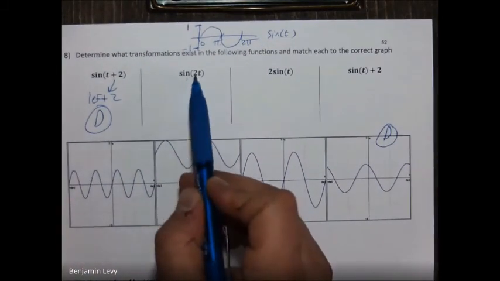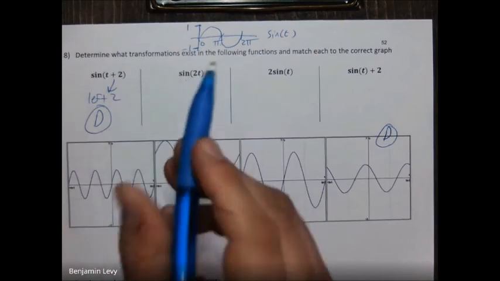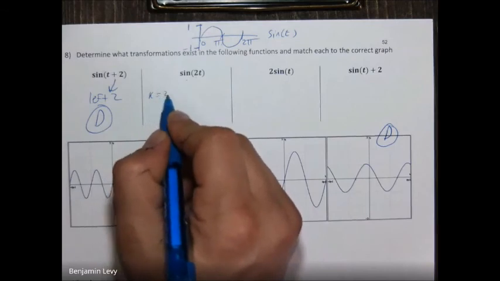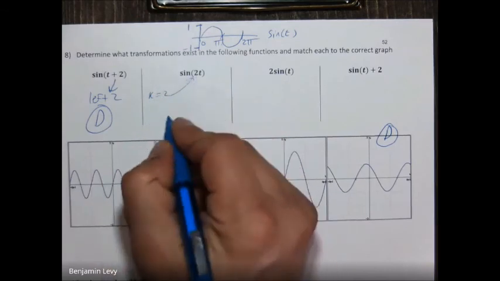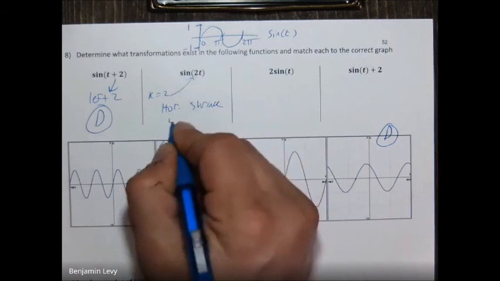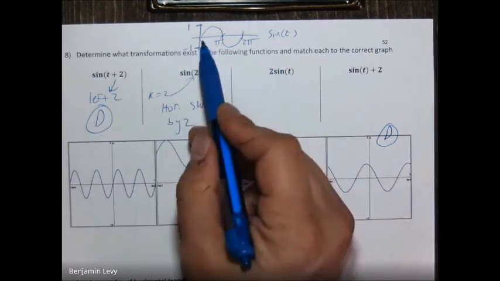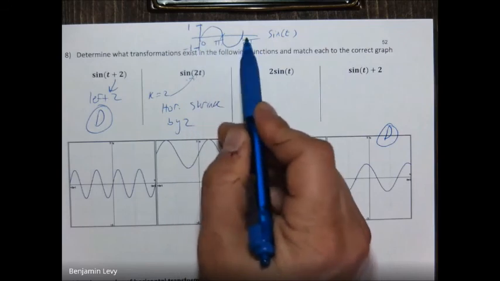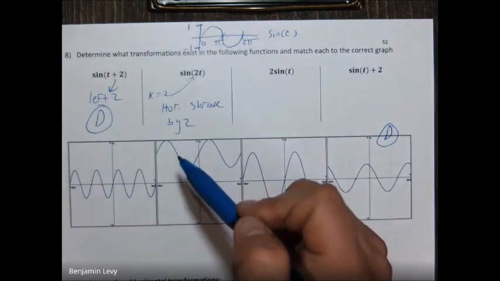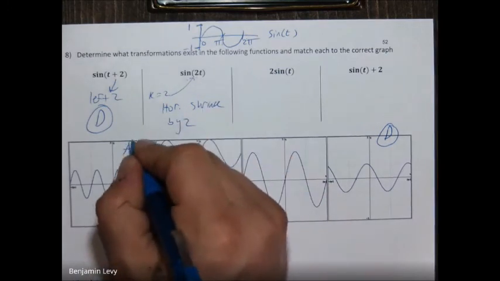This one is multiplying the t by 2. So the t, in other words, the k is 2. And so this is like a k equals 2 situation, and that's a horizontal shrink by 2. So we're going to look for the same graph, but instead of going from 0 to 2 pi, it's going to be shrunk in. So it'll go from 0 to pi. And so that would be this first one.